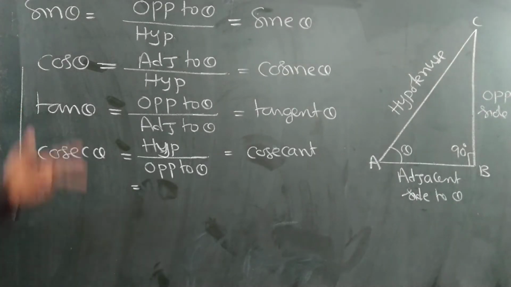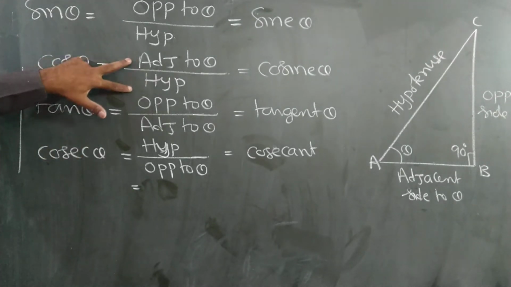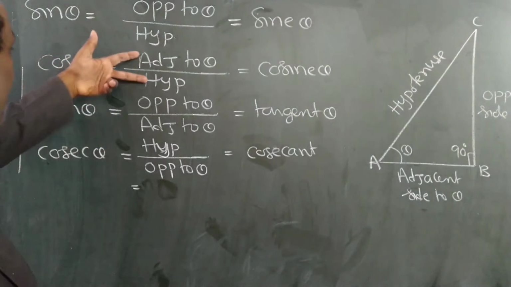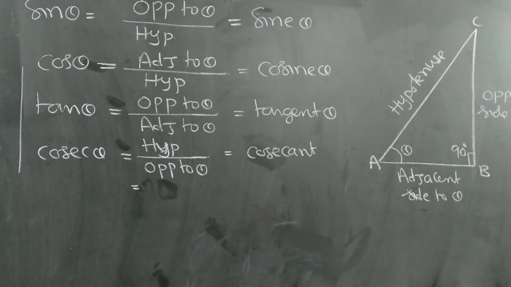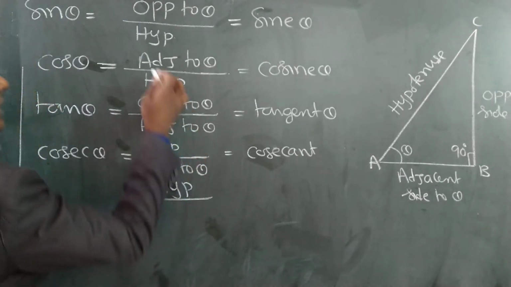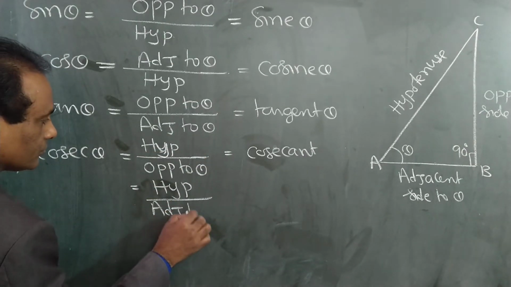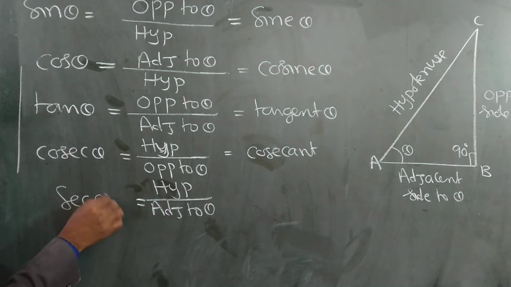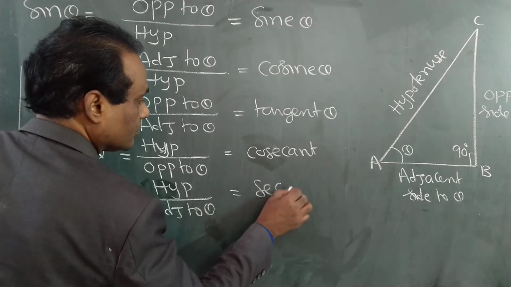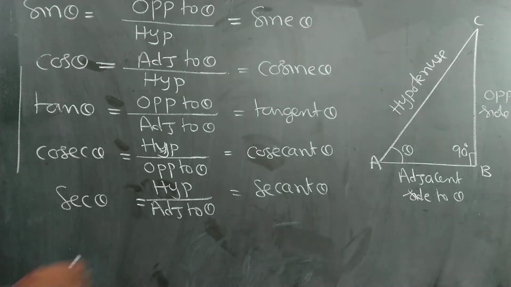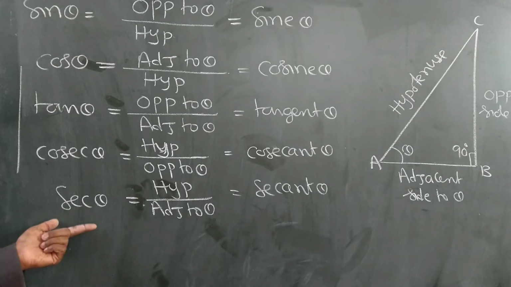Same way, the reciprocal of this. What is the reciprocal of this? Hypotenuse by adjacent. Hypotenuse by adjacent is called secant theta. Secant. But in short form we write only sec. Sec theta, cosec theta.